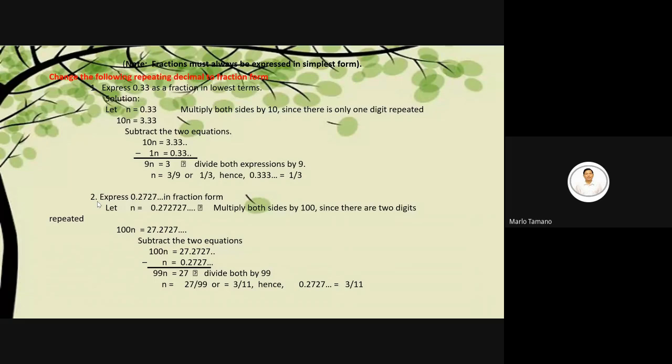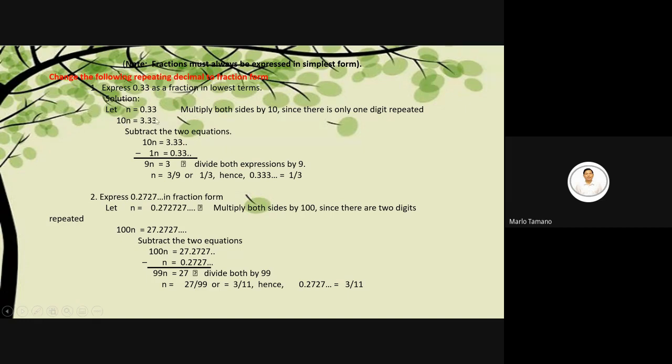So from the process, multiply both sides of n equals 0.33 repeating. I-multiply nyo raw ng 10. Bakit po 10? Kasi nag-iisa lang po yung repeating decimal natin. Yung repeating digit is 3. Yung repeating number is 3. Kapag isa lang po yung nauulit, multiply it by 10. So, since there is only one digit repeated, sabi niya. Okay? So, 10 times n is 10n.